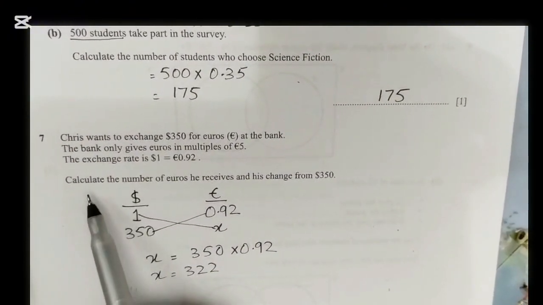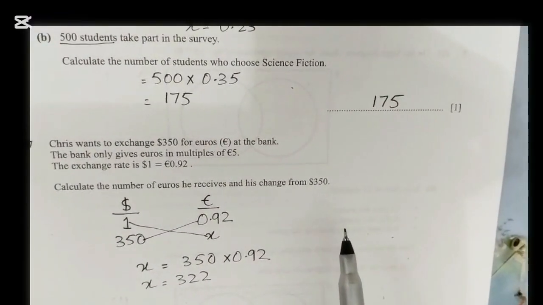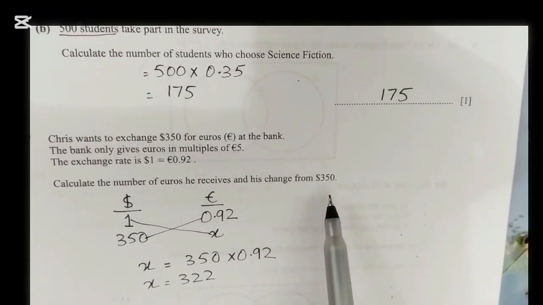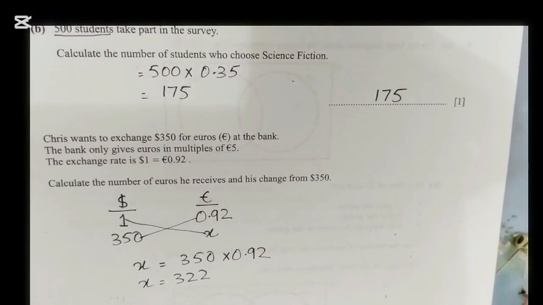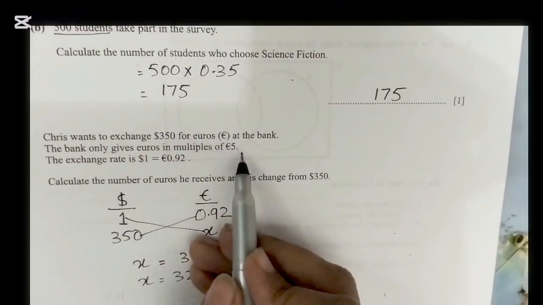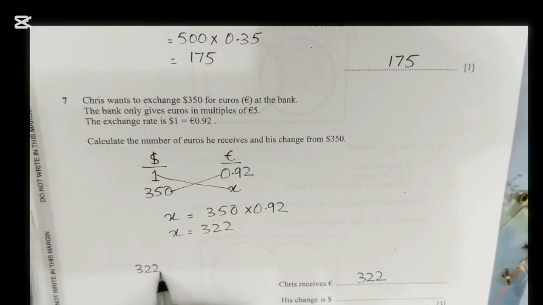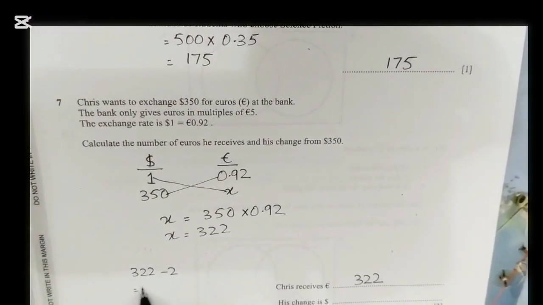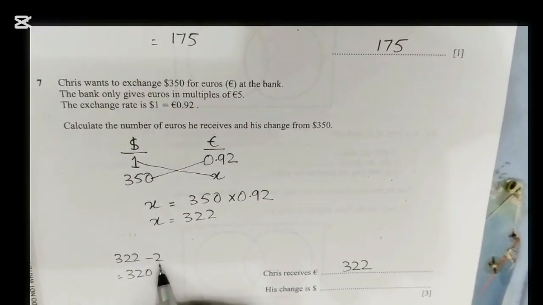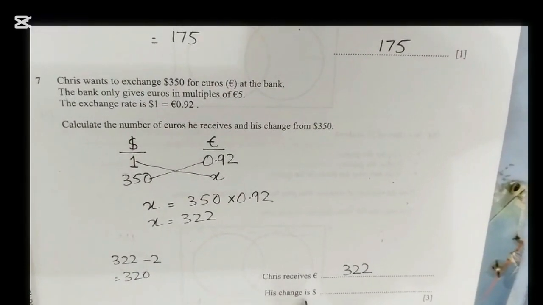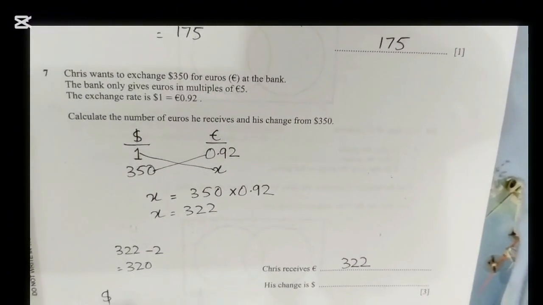Okay, now next they are saying calculate the number of euros he receives and change from 350. So how much change would he receive from 350? Because he gets the notes in multiples of 5, if we subtract 2 from 322, we will get 320, because 320 is a multiple of 5, and 322 is not a multiple of 5. And in exchange in dollars, how much is the exchange in dollars? So again we have to find out.